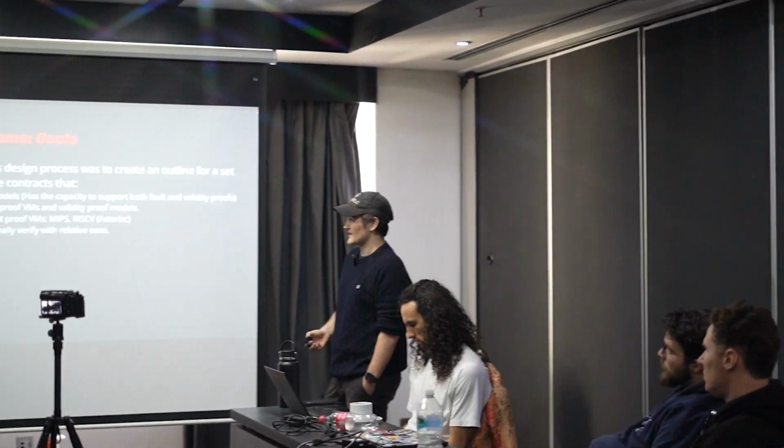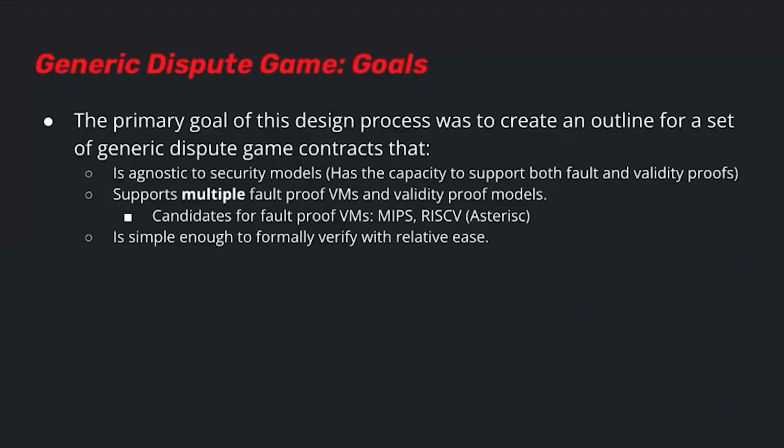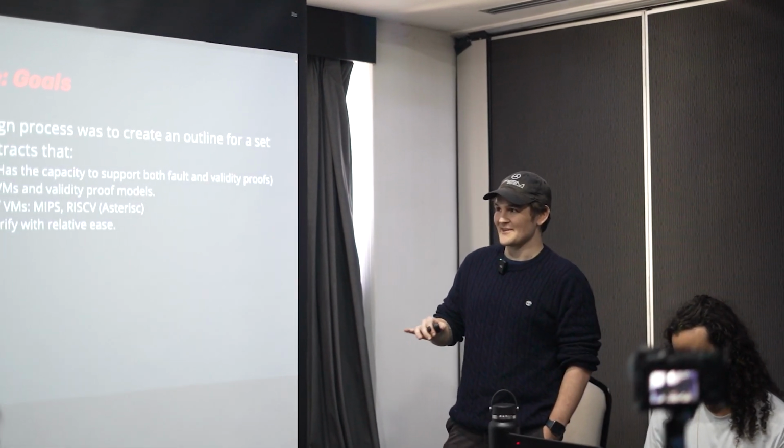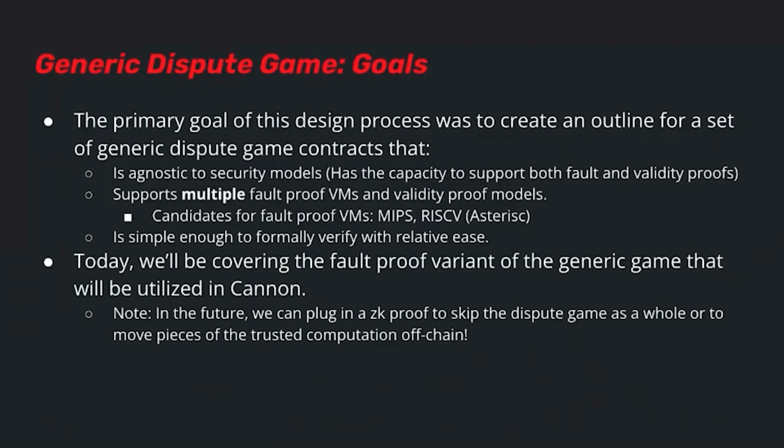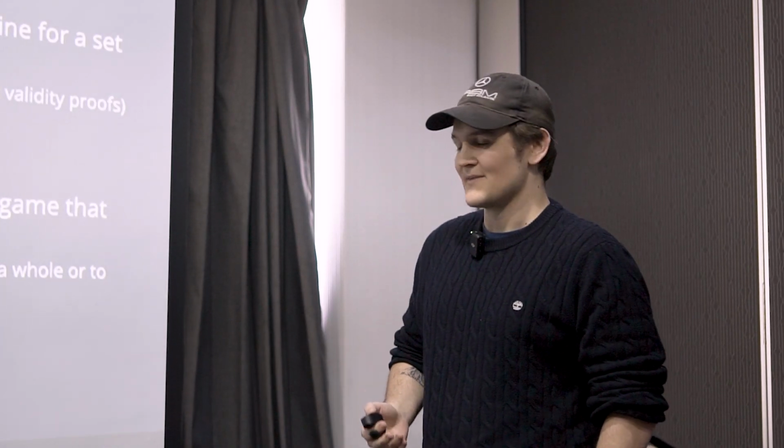And it also needs to be simple enough to formally verify with relative ease. It's really important that this is correct and actually works, because this is supposed to be securing the network in terms of the output submissions, also withdrawals, et cetera. And so today we'll be primarily covering that fault-proof variant of the generic game that will be utilized in Canon. But in the future, we can plug in a ZK proof, like we said, to skip the dispute game entirely, or move pieces of the trusted computation off-chain. So we'll get into the resolution process as well as creating the claims going down the tree, but some of those things we can skip by creating a validity proof for. At first, we probably won't.